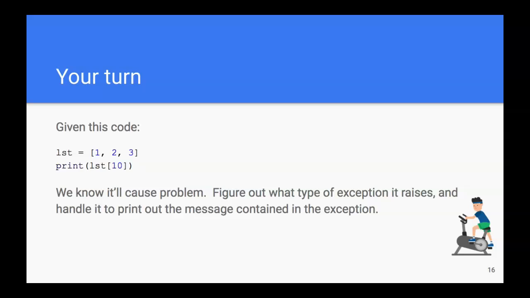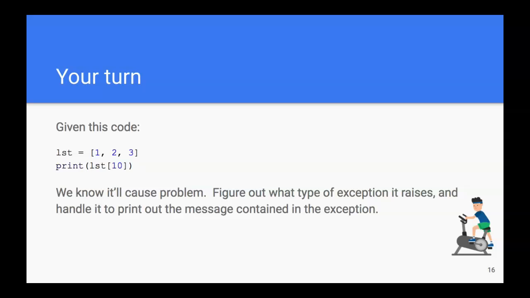So here is a little exercise for you. Given this piece of code, we have a list of 3 elements. We're trying to get the element at index 10. Now, we know it's going to crash, right? So there are 2 things you want to do. One is figure out what type of exception it raises. If you just run this, you will see the type of exception if you read the error message carefully. And then the next thing is, let's handle it. Let's not just let our program crash, but handle the exception and print out the message that's contained inside the exception. All right, so pause the video and give this a try.